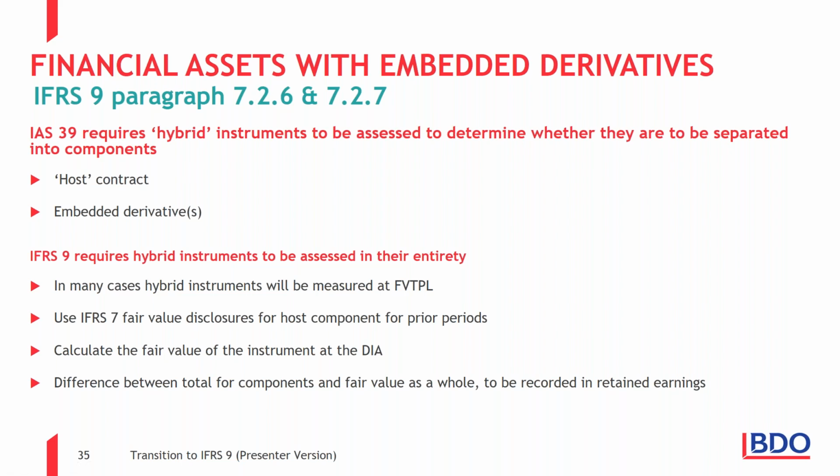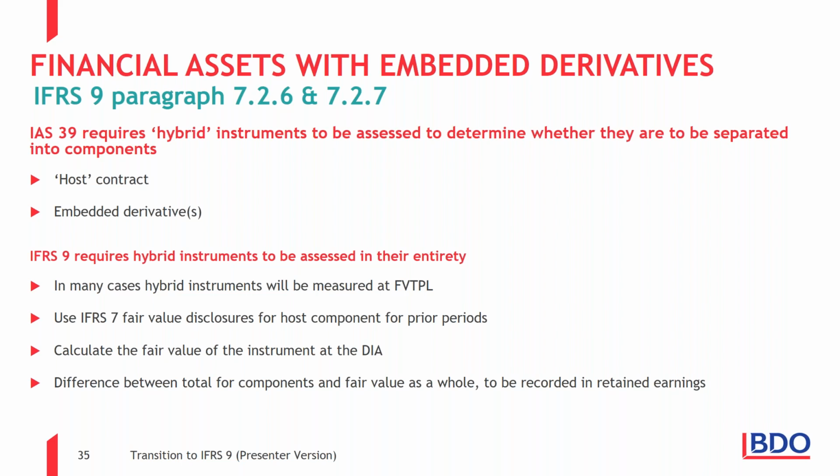Now, IFRS 9 has changed these requirements and says if you've got hybrid instruments, you have to assess them in their entirety. And in many cases, hybrid instruments will just be measured at fair value through profit and loss. And you will use your IFRS 7 fair value disclosures to determine the host component's fair value in prior periods. Because currently your host component would not be accounted for at fair value if they are accounted for separately. However, the embedded derivative would always have been at fair value.